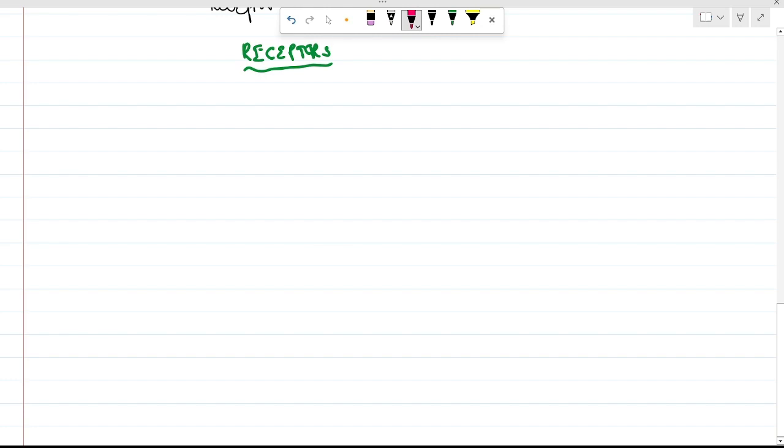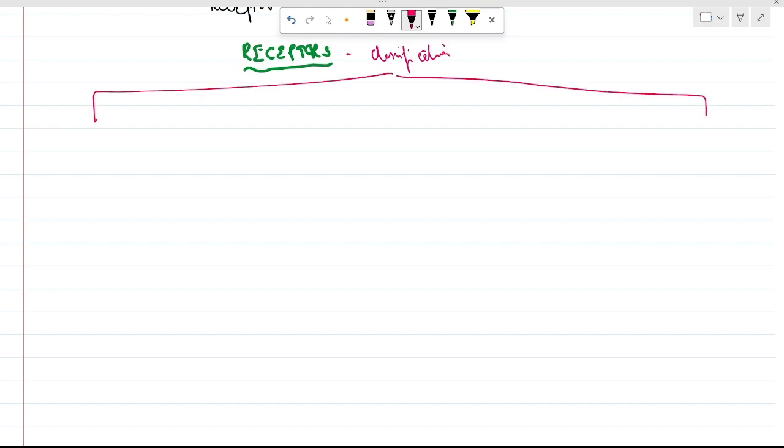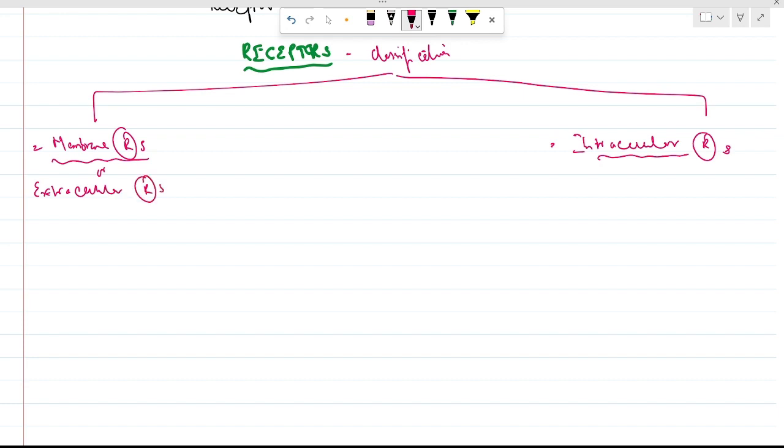These receptors classification, to see how they are classified. The two types are the membrane receptors and the intracellular receptors. In the classification, we have seen two types of receptors: membrane receptors and intracellular receptors. These membrane receptors are also known as extracellular receptors.